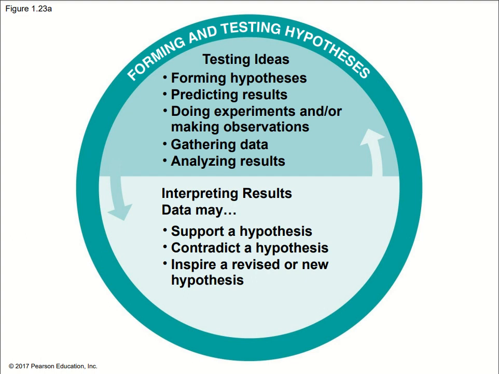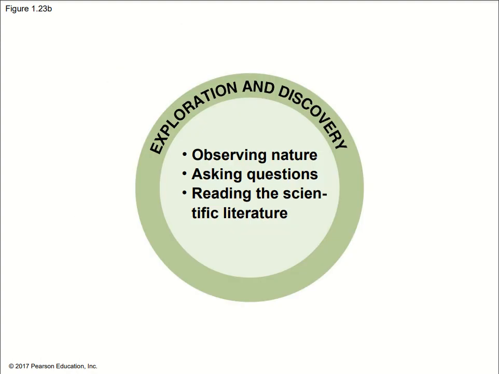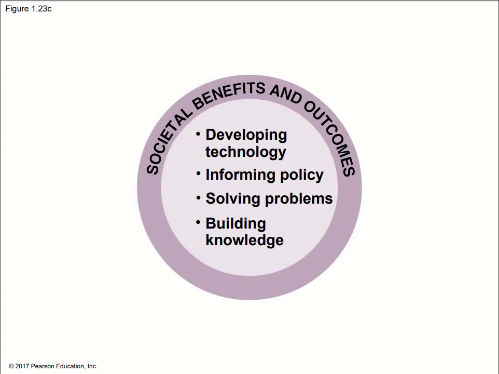Initially in the scientific process, there's forming and testing a hypothesis based off of initial observations, which will require performing tests that involve interpreting data later, that either support or contradict the hypothesis, and which may inspire a revised or new hypothesis. Exploring and discovery is essentially observing further information in nature, asking questions about what's being observed, and reading the scientific literature available. Now, what can happen is that societal benefits and outcomes occur, such as developing technology, informing policy, governmental, health care, insurance, and beyond, solving current or past problems, and building knowledge.